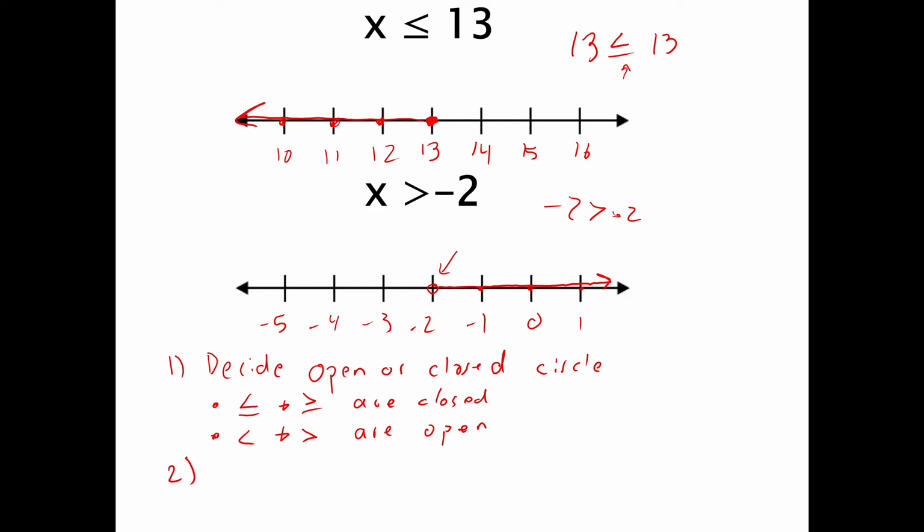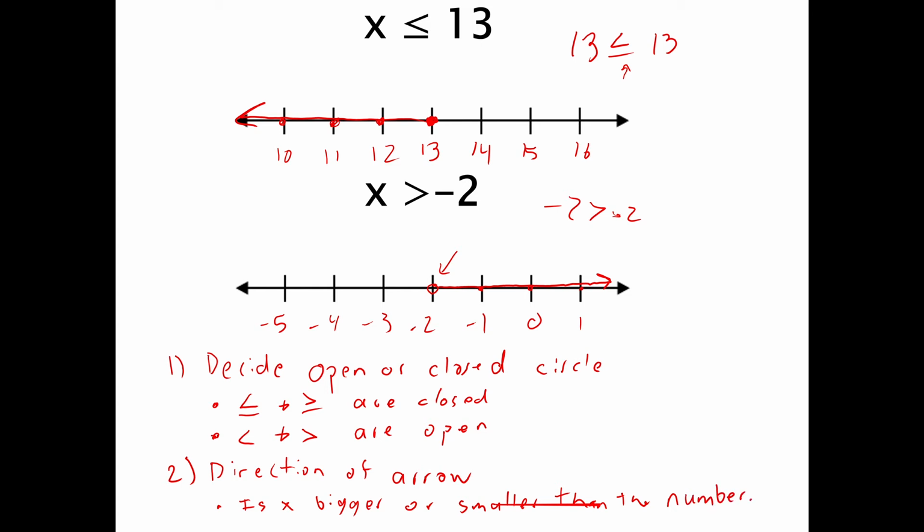Now step 2, after we have decided open or closed, is we decide the direction of our arrow. So we'll just put direction of arrow. And so when we're deciding the direction of our arrow, you need to ask yourself, is x bigger or smaller than the number?